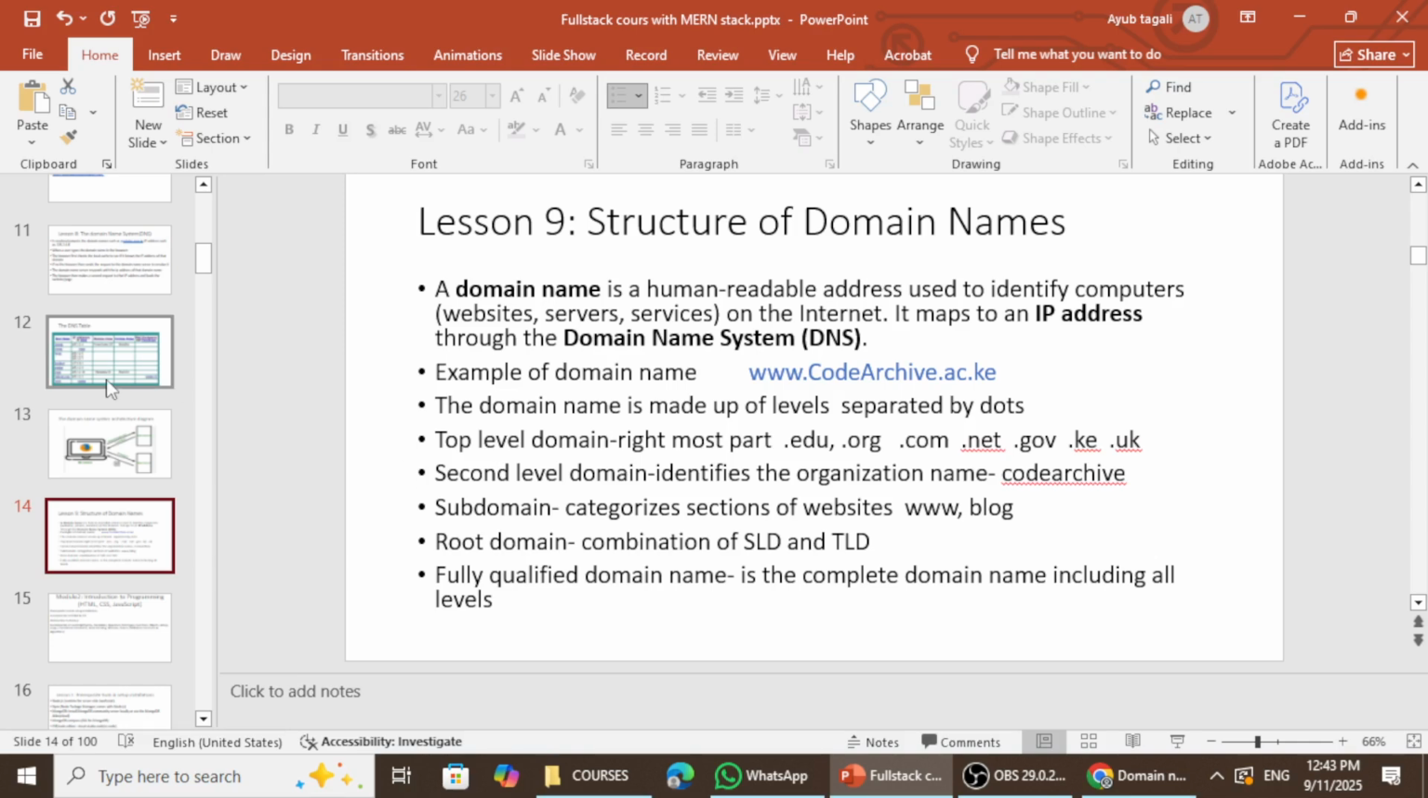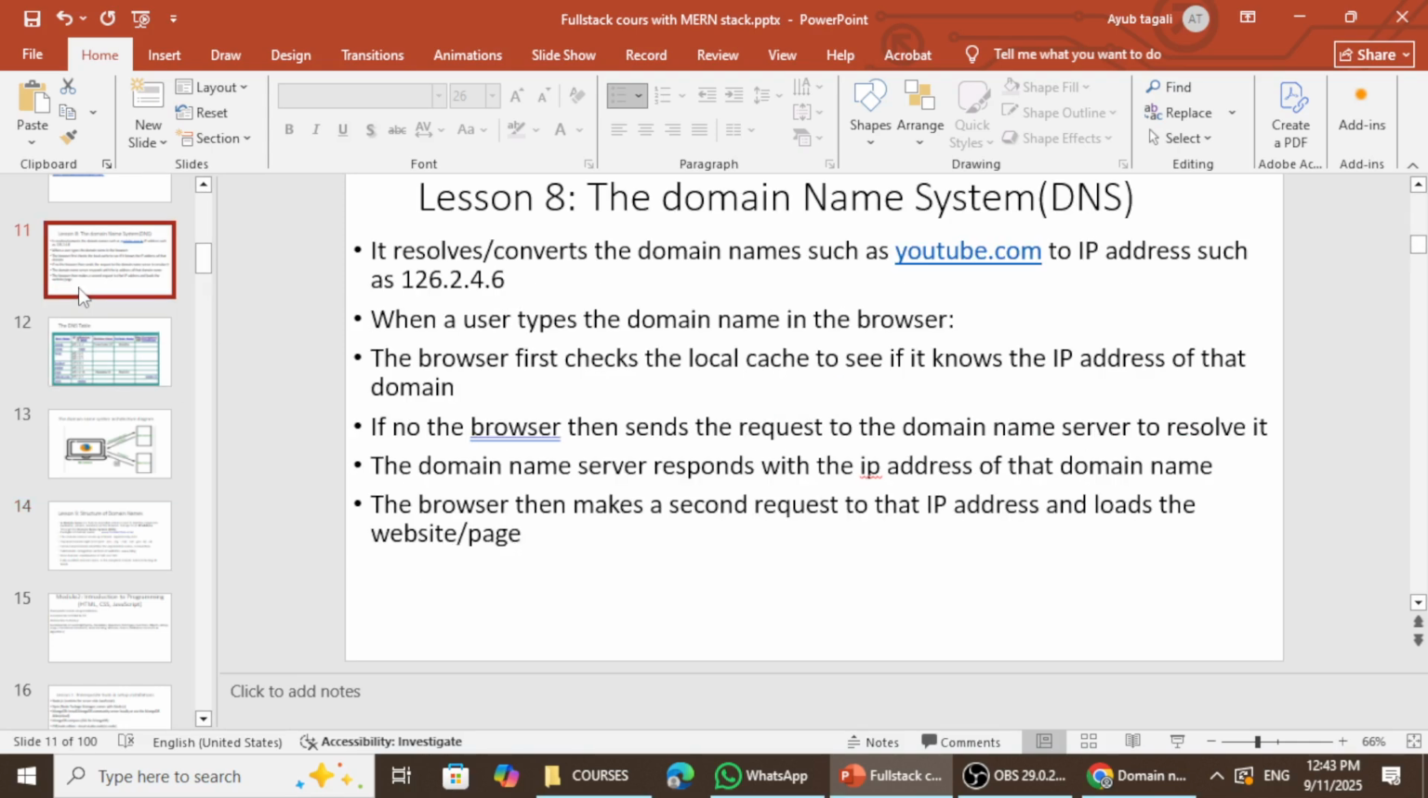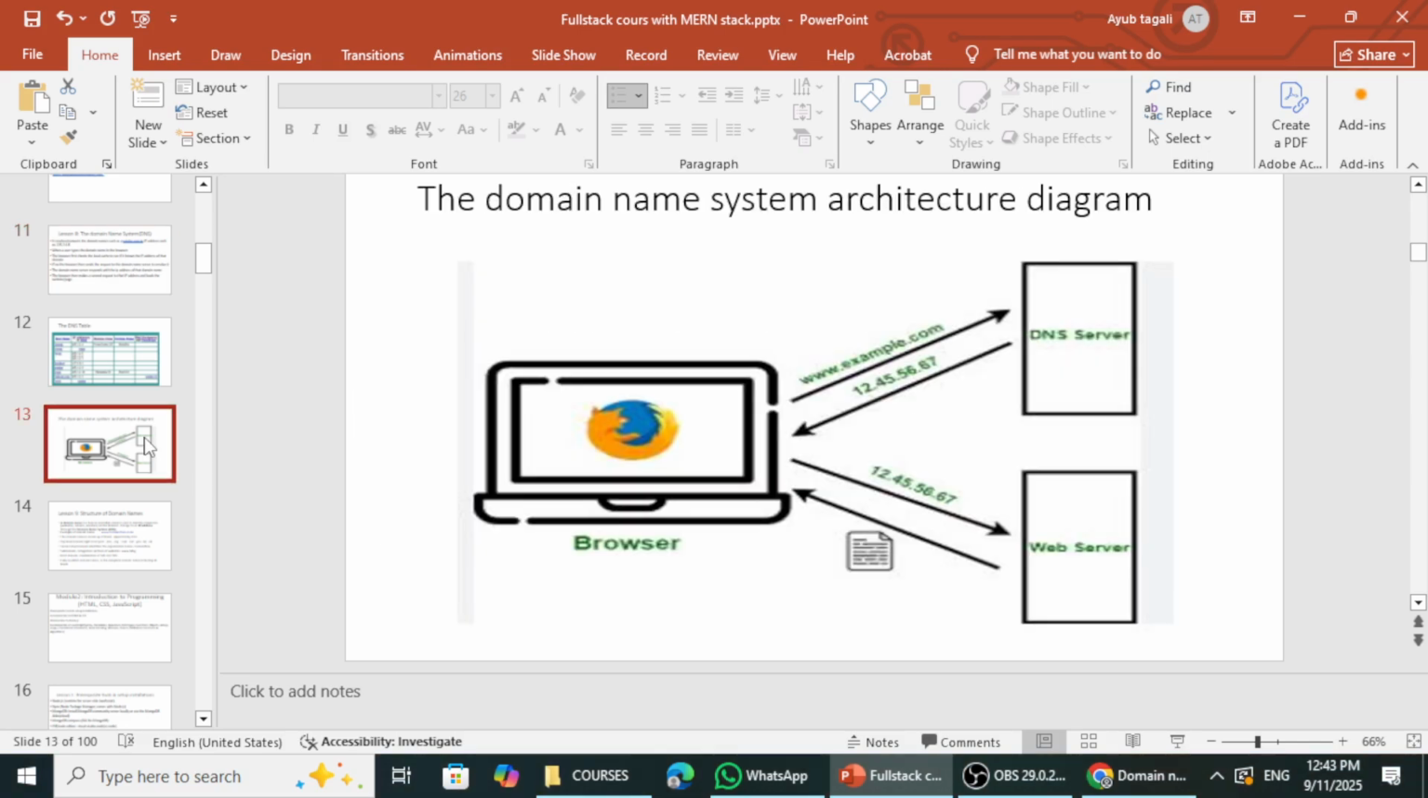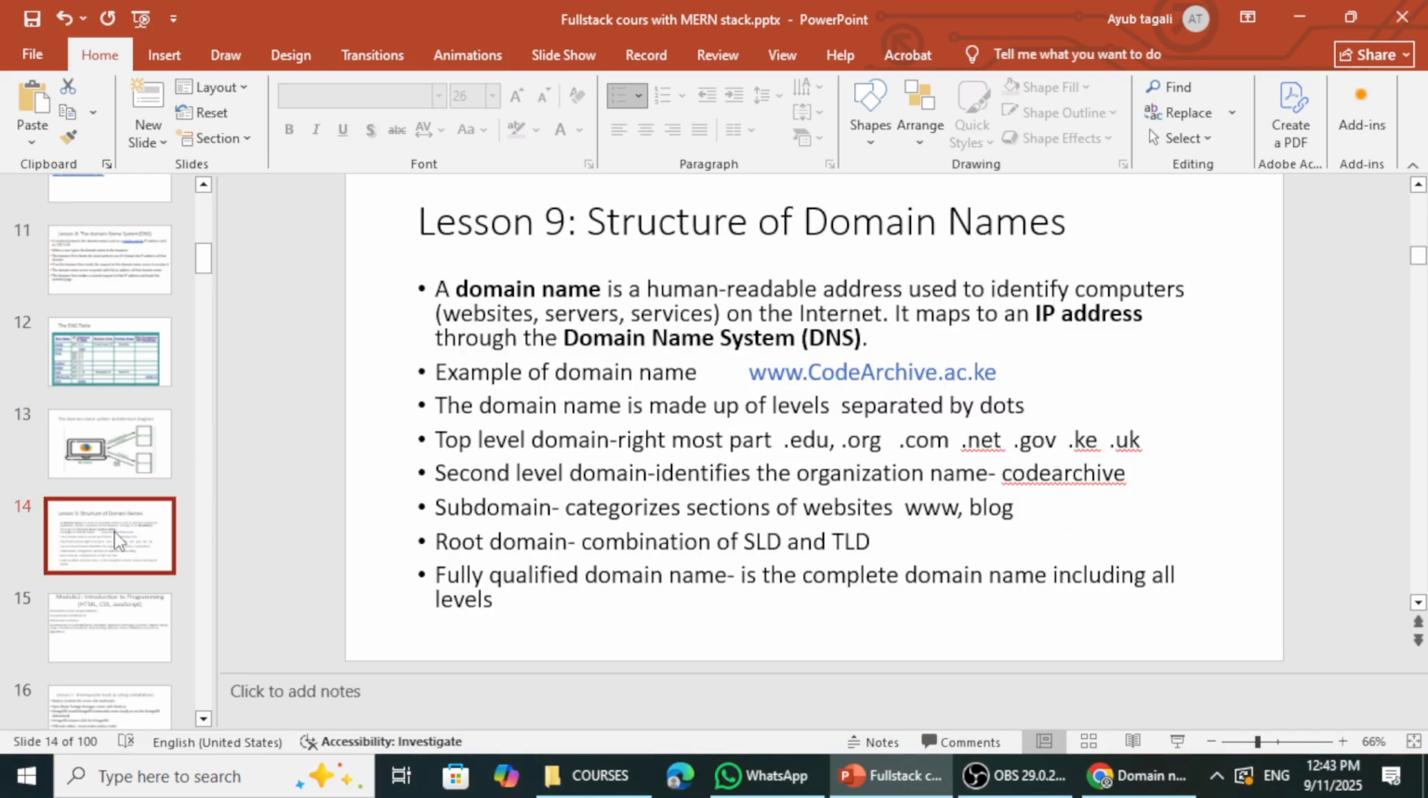In our previous lesson, we looked at the introduction to the Domain Name System and how it works, using this diagram. In this particular lesson, we are going to look at the structure of domain names, and see how a domain name is written and what its general structure is.